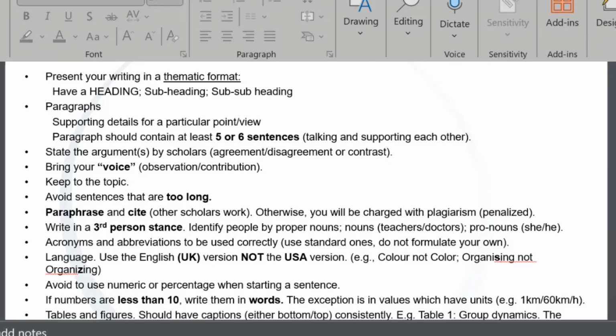It's allowed. Okay. Also, you must write from a third person stance. I'm not sure if the concept of stance is correct there, but we always say avoid using the word I. You know, sometimes a student is told to give their own voice, then the student will start to say I. No, it's too much. The third person, all right? When you write in the third person, you need to identify people by proper nouns, all right? For example, teacher and so on.